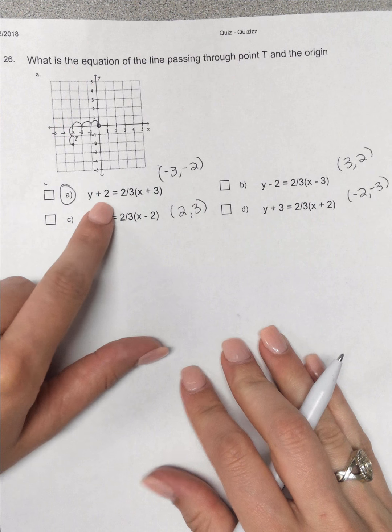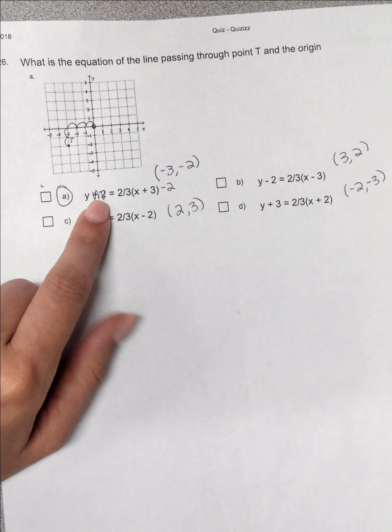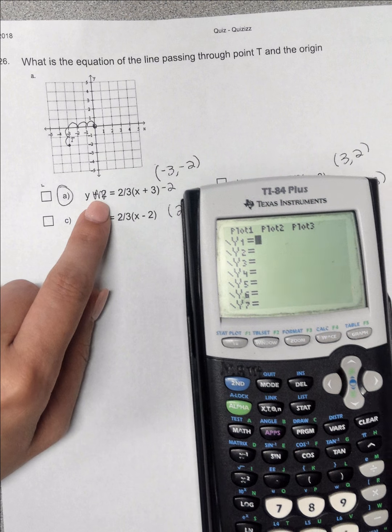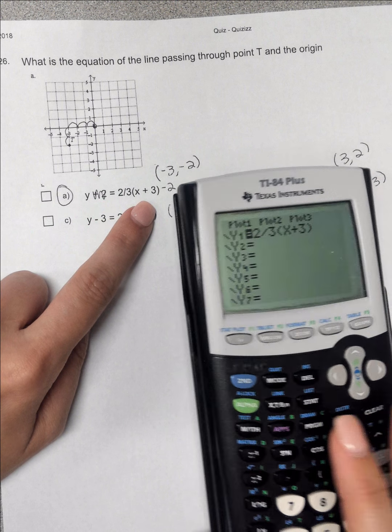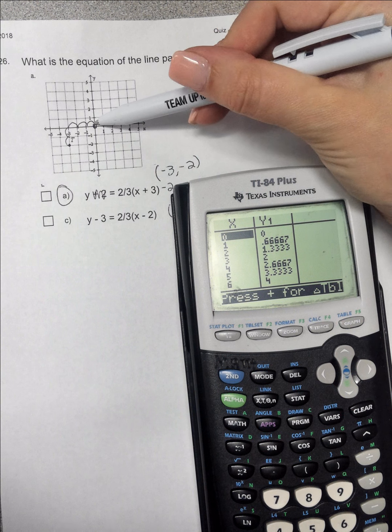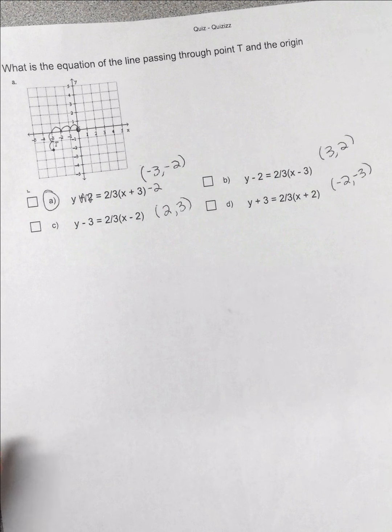Let's make sure. To get rid of a plus 2, I would minus 2. So let's plug that in: 2 divided by 3, parentheses x plus 3, close parentheses, minus 2. That goes to the point 0, 0. And does it go through negative 3, negative 2? Yes, it does.